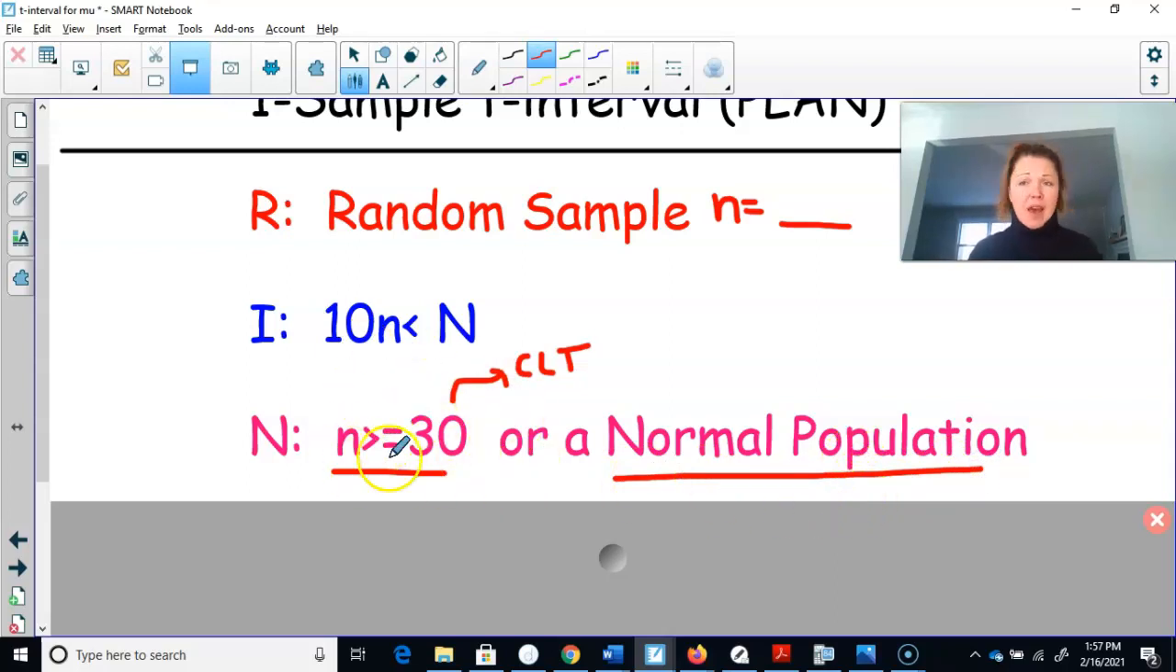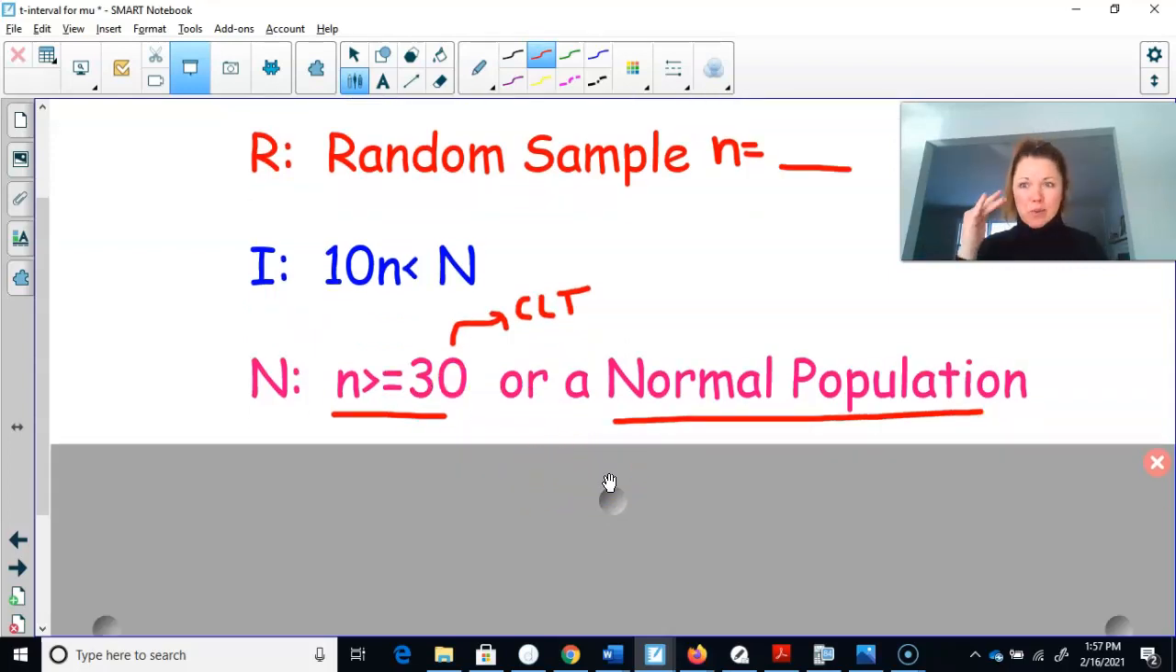So even if n is not greater than or equal to 30, but it states it comes from a normal population, you can proceed. Now, what if it doesn't state that it comes from a normal population and n is less than 30? Well, the t distribution is what we call a robust distribution. So we can still use our t interval and our t-test if a condition is met. It really is only one. We just have to check and see where we are at.